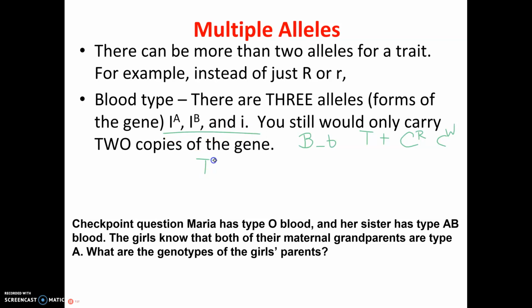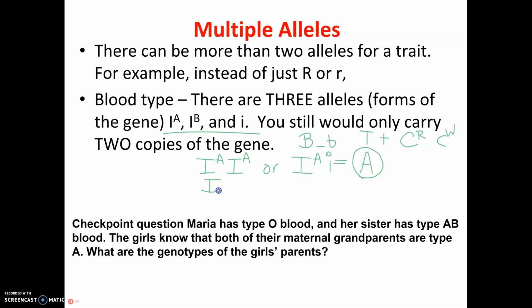So you could inherit IA, or you could inherit IA, little i. Again, the I stands for immunoglobulin, and it's immunoglobulin A. It makes a particular protein on your red blood cells that they named A. And if you're either one of these, your blood type, if they tested your blood type, would be type A.